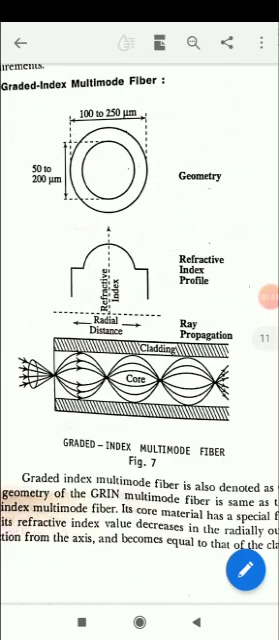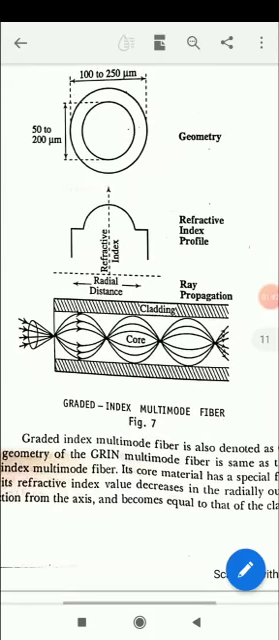Splicing is done with difficulty, means it is not easier, and it is used for high data rates, over relatively long distances. Loss in signal strength compared to the previous two types is relatively less here. So this is about your graded index multimode fiber.